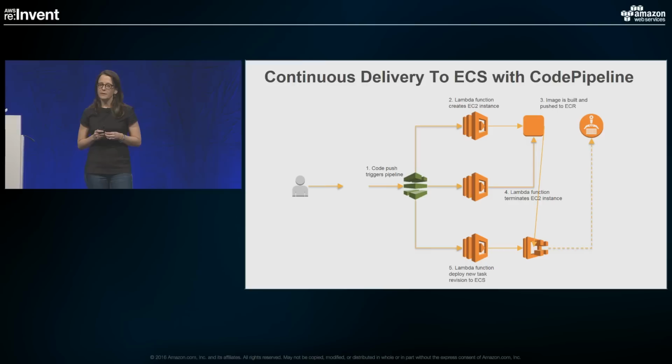You can also do continuous delivery with ECS using CodePipeline. In this example, we're using a code push to trigger a Lambda function. And this creates a build instance for us. This then builds our Docker image and pushes it into ECR. And then after that image is built, another Lambda function gets kicked off to terminate that EC2 instance. This is done using custom actions. And then another Lambda function simply triggers the update to the ECS service to deploy that new image.